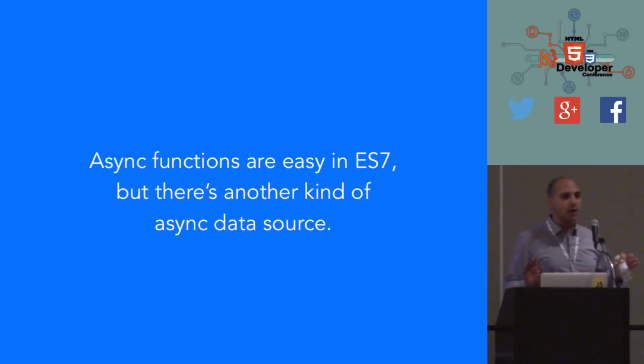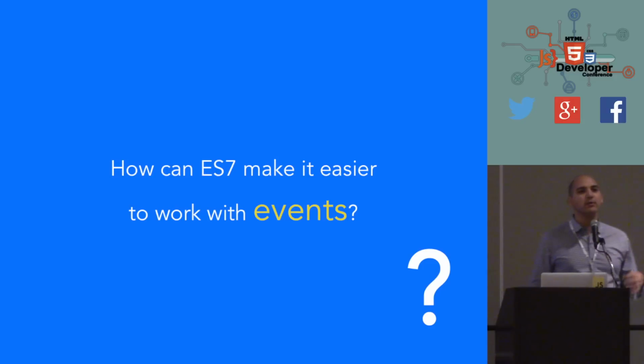Now, async functions are going to be easy in JavaScript 7. But a lot of the people in this room, since we're at HTML5DevConf, are web developers, right? And we don't just deal with promises. We deal with another async source, which is events. We're always working with events. Mouse moves, right? WebSockets, streams of values. Is it possible that we can work with in-memory collections and events in the same way?